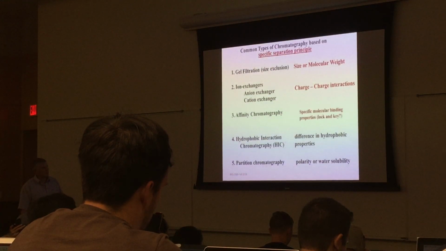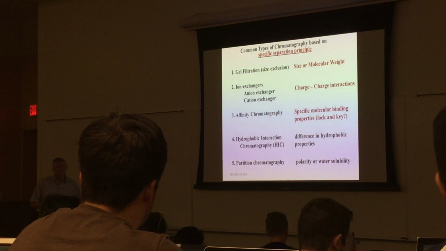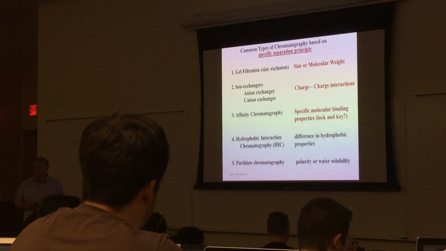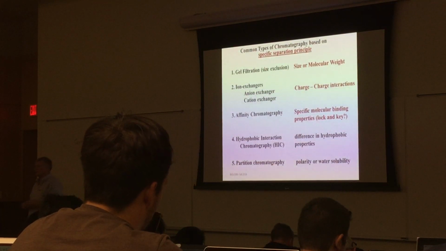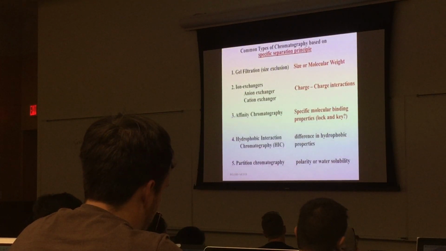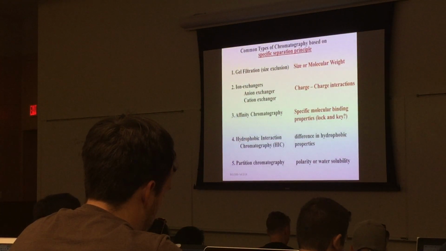Affinity chromatography separates based upon specific molecular binding properties. Similar to a lock and key, and I put the question mark there because we typically use that analogy of a lock and key for enzyme-substrate interactions. Okay, so that's why I put the question mark there. I want you to realize it's a very specific interaction.